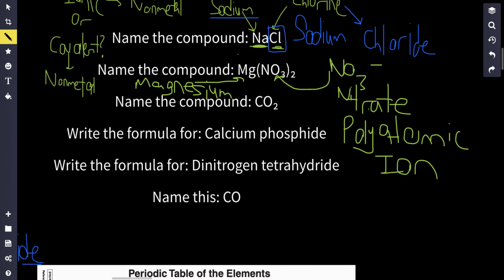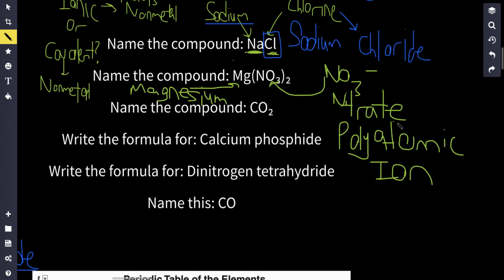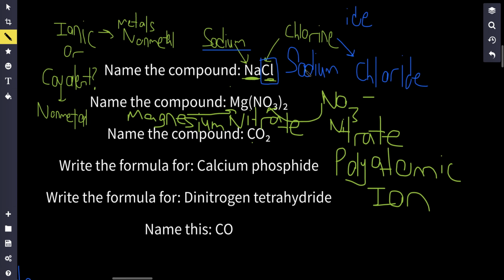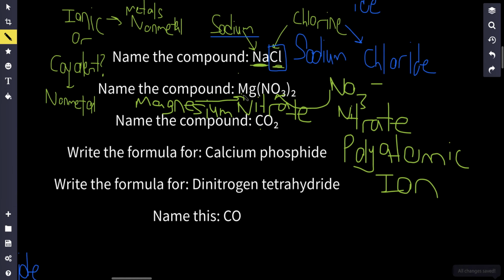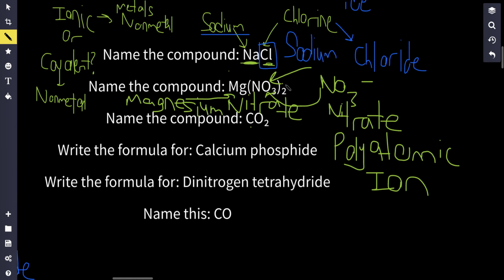Now, naming for polyatomic ions is easy because you don't change the polyatomic ion name. In the first example we saw, sodium chloride, you turn chlorine into chloride, changing the ending. But for magnesium and this nitrate, you keep the first thing the same, and for a polyatomic ion you don't change its name. So this is just called magnesium nitrate.